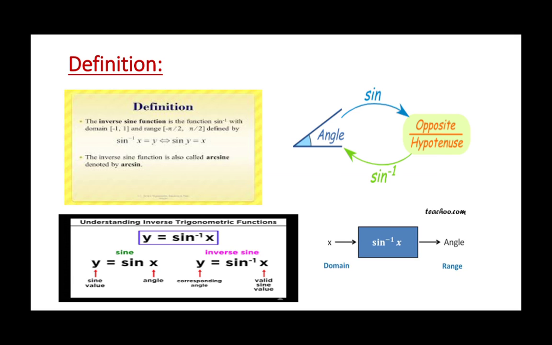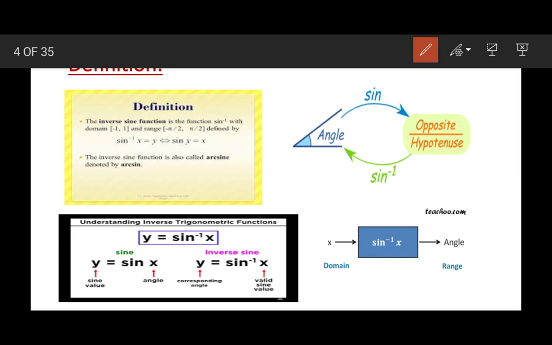definition of inverse trigonometric function. So the inverse sine function is the function denoted by sine inverse, that is sine raised to minus 1, with domain minus 1 to 1 and range minus pi by 2 to pi by 2, defined by sine inverse x equal to y, that means sine y is equal to x. This is the proper mathematical definition. I know you didn't understand what I mean, right? So let us see this diagram.